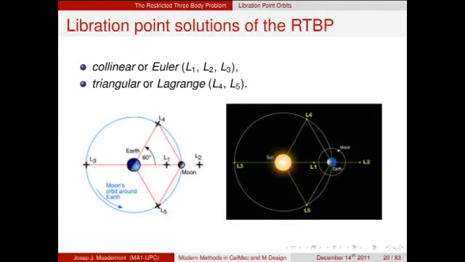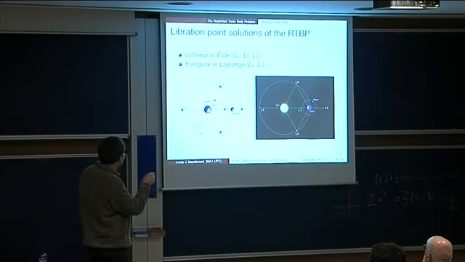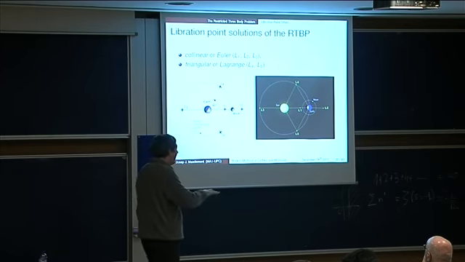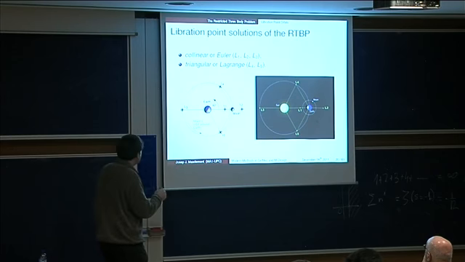Another ingredient is the libration point solutions, which are probably the only solutions of this restricted three-body problem that are essentially known explicitly. They correspond to equilibrium solutions, L1, L2, L3, L4, and L5. They are in the ecliptic plane, if we consider Sun and Earth.